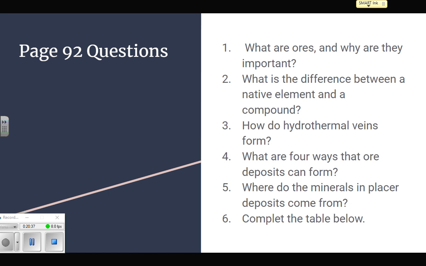Question 3, answer can be found on page 90. When hot water moves through cracks in rocks and leaves behind minerals that it has dissolved.